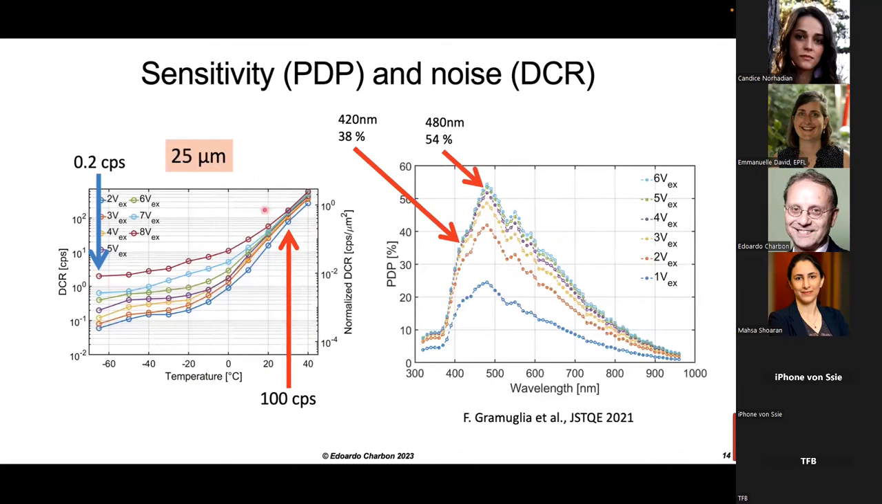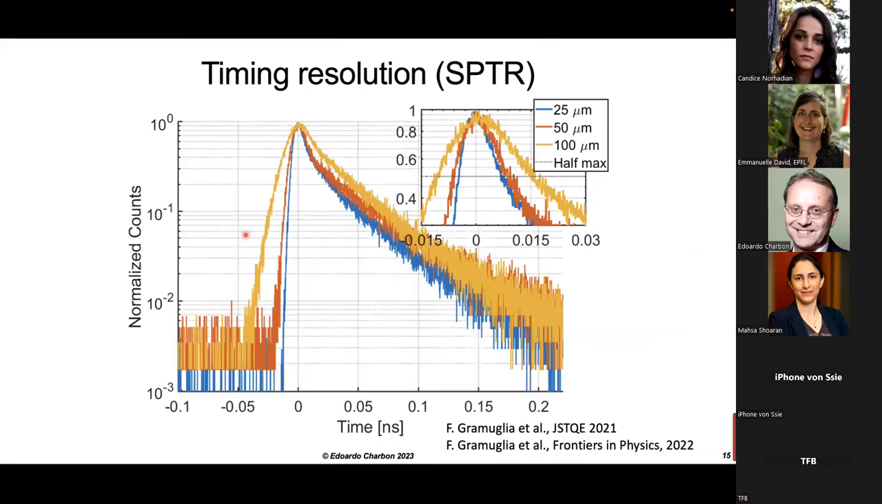As mentioned, PDP has grown dramatically. These are examples of 54% at 480 nanometers. At 420, for example, you can still have 38% or higher. And the DCR, as mentioned, the dark count rate, has gone dramatically down with temperature, but it can still be reasonably low even at room temperature. But the real name of the game here, the real advantage, is the timing resolution. This is an example of a detector that, even though it has a diameter of 25 micrometers, can reach, as of recently, an SPTR or single photon timing resolution down to 7.5 picoseconds.